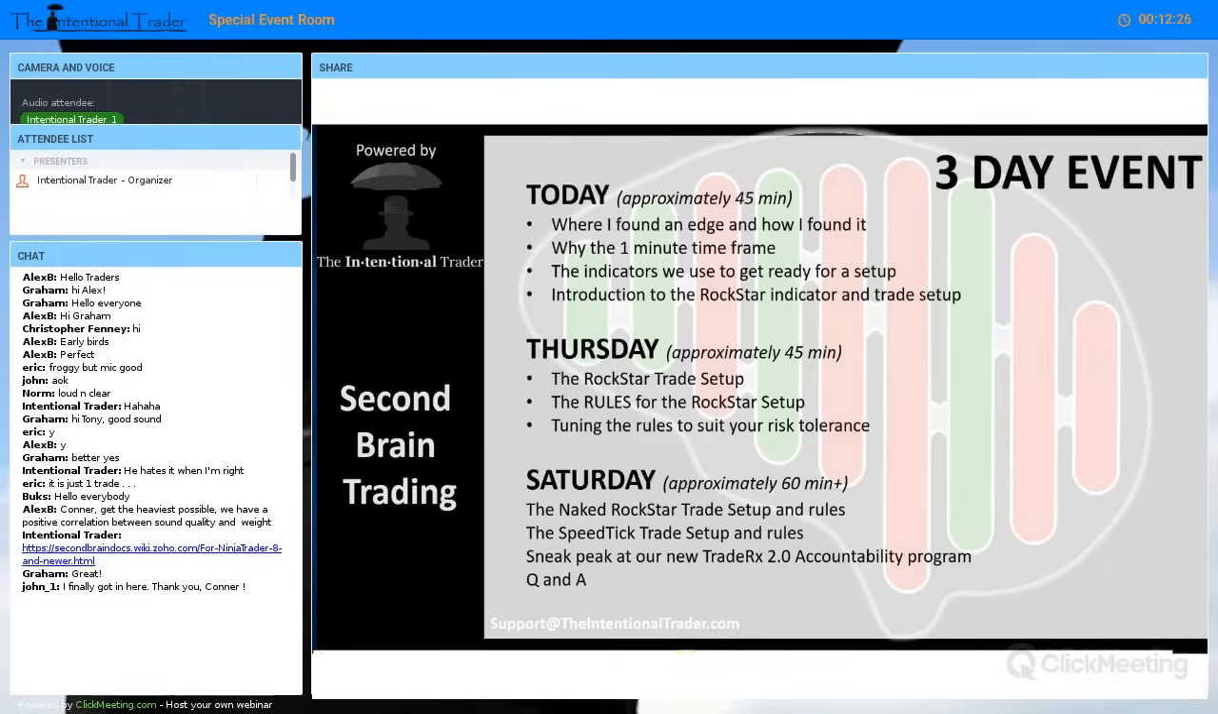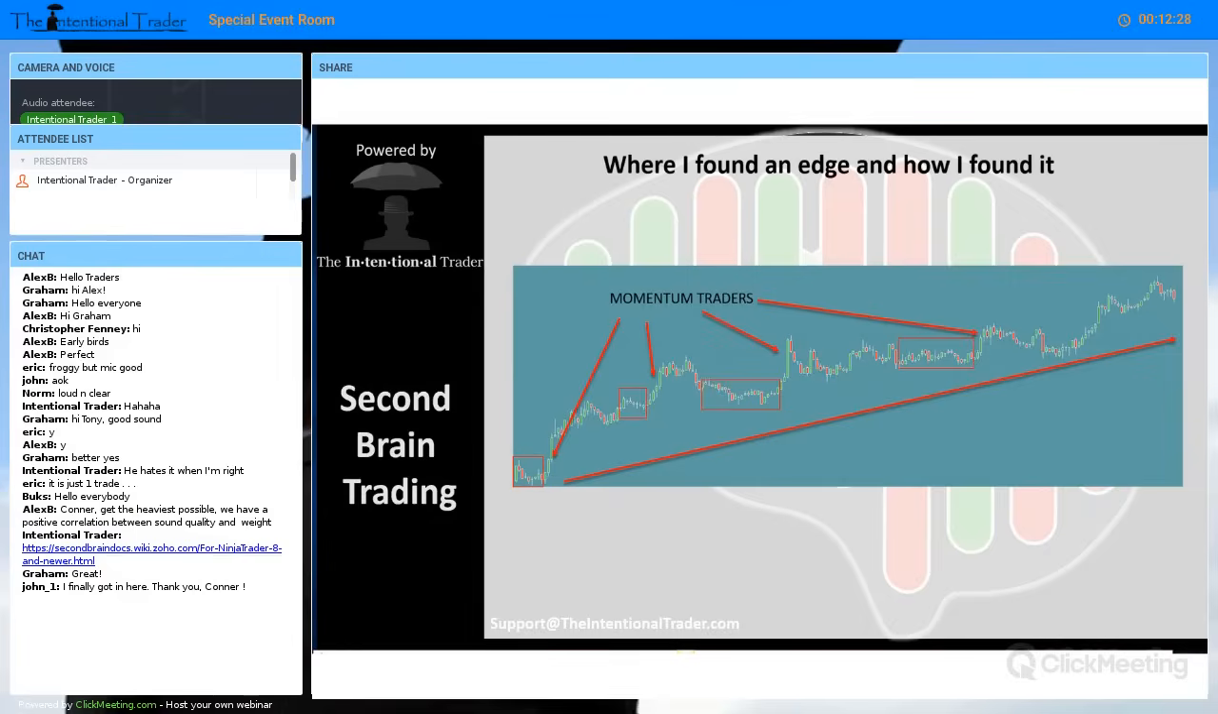All right, so now, first of all, where did I find this edge? And how did I find it? Okay, so if you look at any chart, you're going to see things that look like this. So obviously we have an upward trend, right? Well, we've got these momentum traders that come in and they create an opportunity for us.